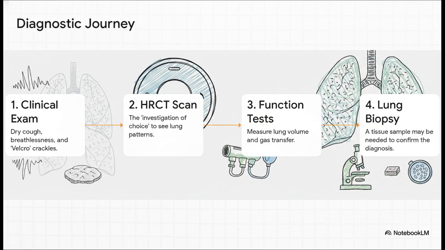Step 2 is a high-resolution CT scan, which is the absolute investigation of choice to see the specific patterns of lung damage. Third, they'll do pulmonary function tests, breathing tests, to measure lung volume and how well everything is working. And then finally, in some cases, a lung biopsy might be needed, where a tiny tissue sample is taken to confirm the diagnosis under a microscope.